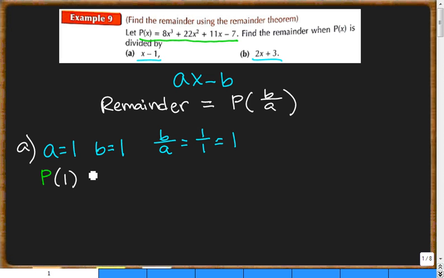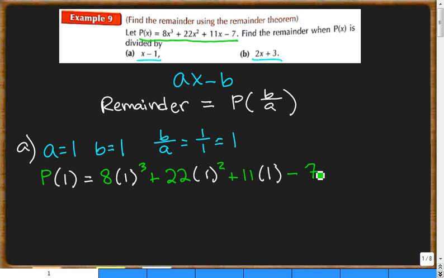okay, is going to be, we have 8 times 1 cubed, and we have plus 22 times 1 squared, plus 11 times 1, and then finally minus 7.